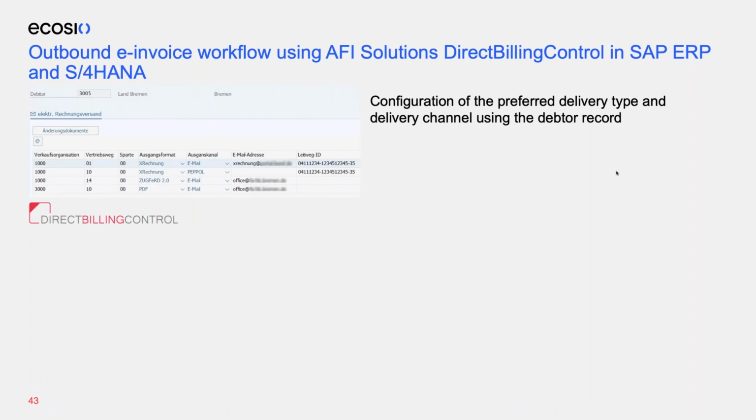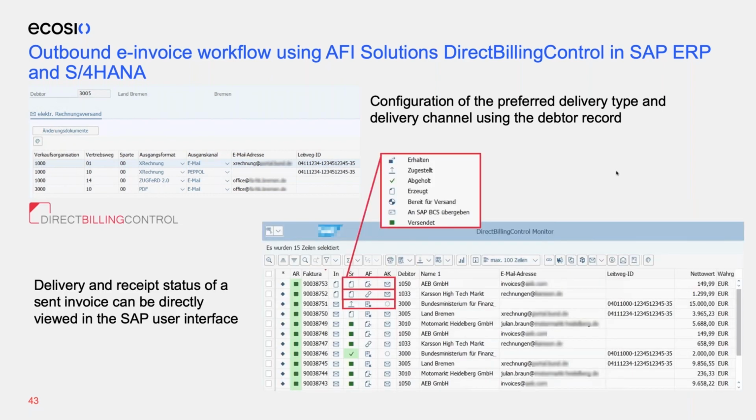As one can see here, the configuration of the preferred delivery type and delivery channel is done using the debtor record in SAP. So here I can either choose email or PEPPOL. And then later, after the invoice has been sent, I can see the delivery and receipt status of the sent invoices directly in the SAP user interface. So you never leave your common environment, your ERP system. Instead, you see all messaging related information directly in the SAP system in that case. The same principle, of course, applies to Microsoft systems, Oracle systems, and others alike.